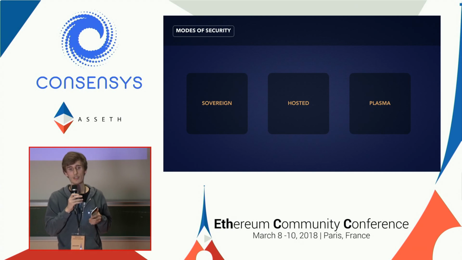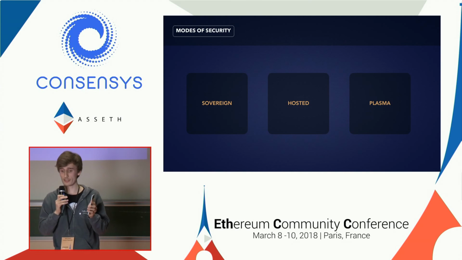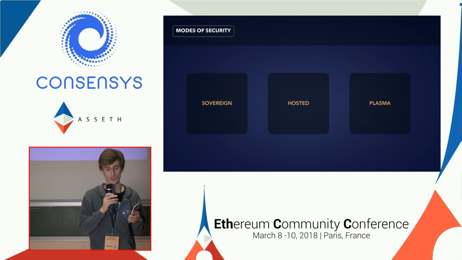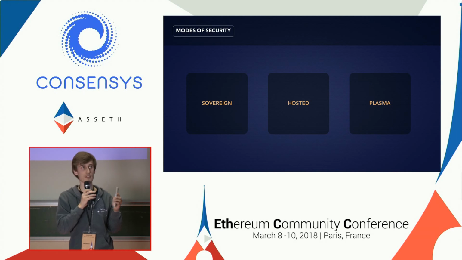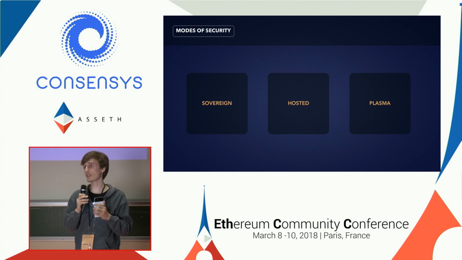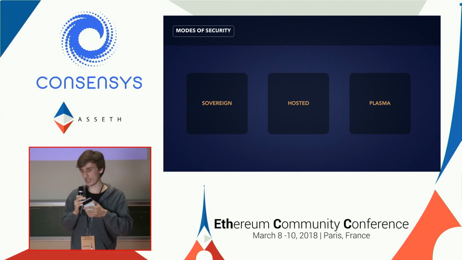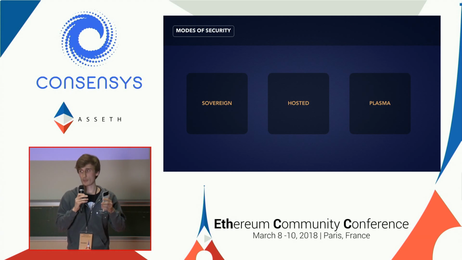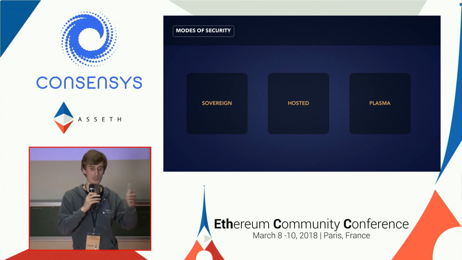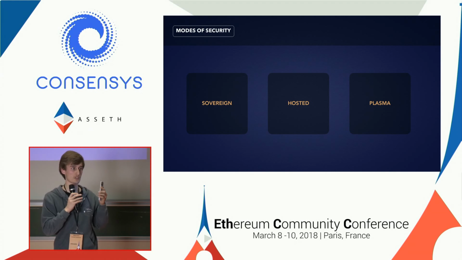So the first one is sovereign, right? Sovereign is the basic default. It's probably the hardest, but it also gives you the most control. It allows the stakeholders within that chain to change everything they want about how that chain operates. So this is kind of like the Ethereum Foundation running the EIP process and doing the hard forks for Ethereum. It gives you the ultimate control as a developer.